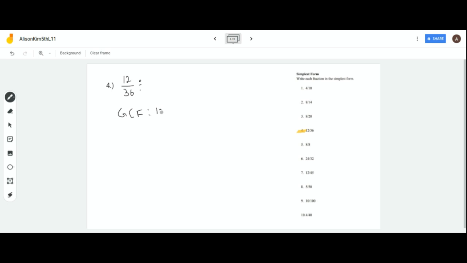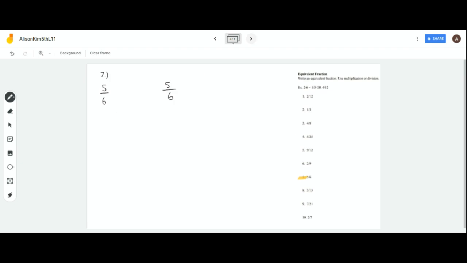So we have to divide the whole thing by 12. So we divide by 12, divide by 12. Now when you divide 12 by 12, you just get 1, right? So our numerator is going to be 1. And when we divide 36 by 12, we just get 3. So your denominator is going to be 3. And once you see that 1 can go into 3, but 3 can't go into 1, then that's how you know it's in its simplest form. Like no other number from both the denominator and numerator can go into each other. So your answer for number 4 will be 1/3.